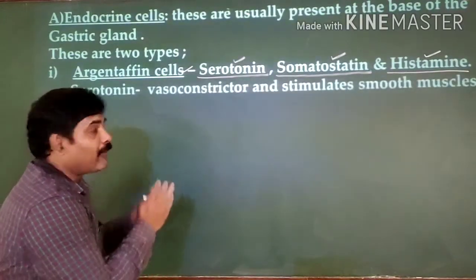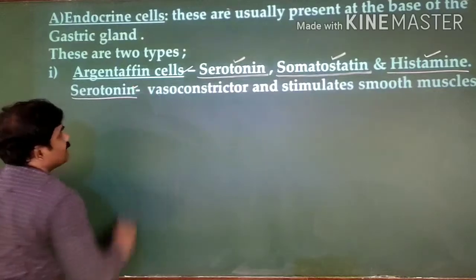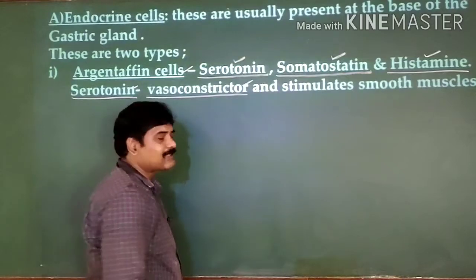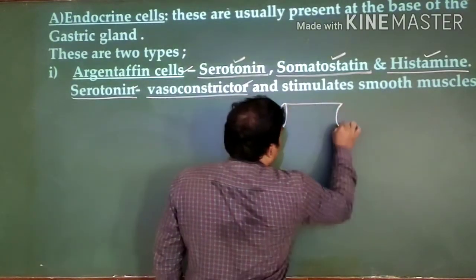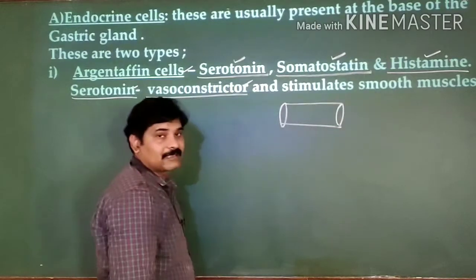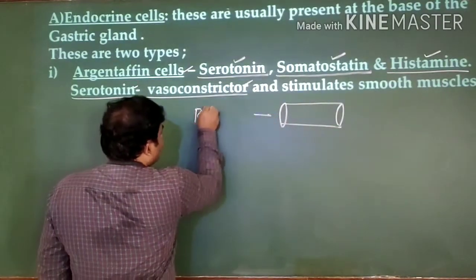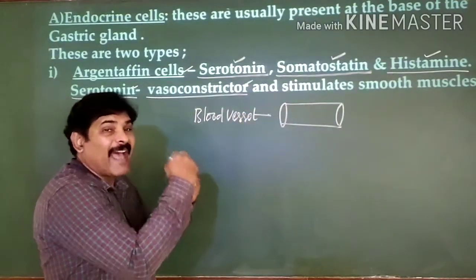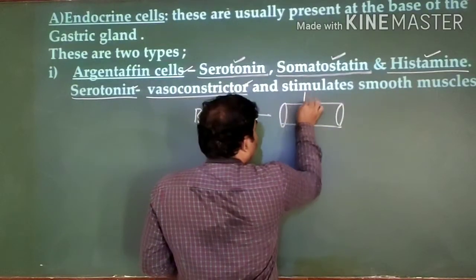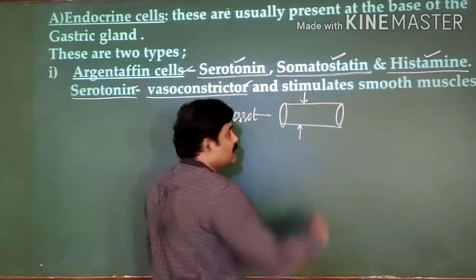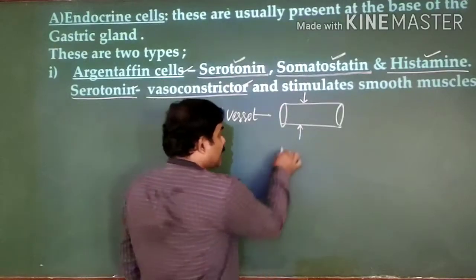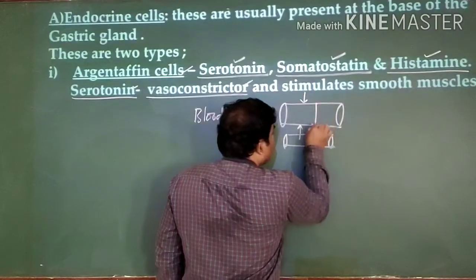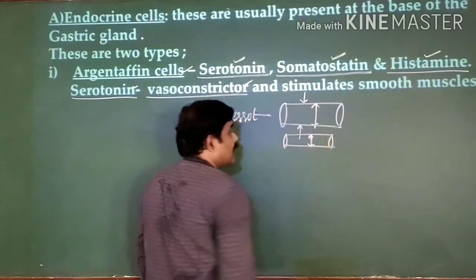And coming to the function of serotonin. What is its function? Serotonin acts like a vasoconstrictor. What does that mean? It acts on your blood vessels. Right? It acts like a vasoconstrictor. That means it acts on the smooth muscles present in the wall of your blood vessels and helps in decreasing the diameter of your blood vessel. The diameter of your blood vessel will be decreased.